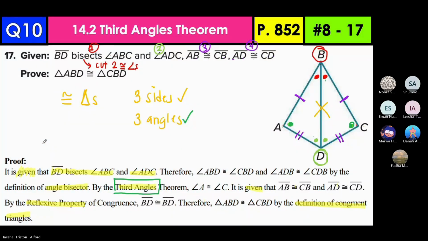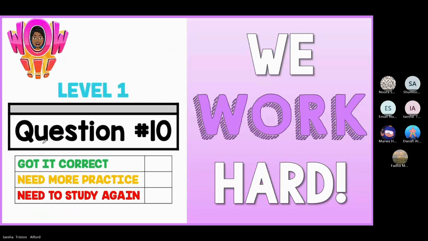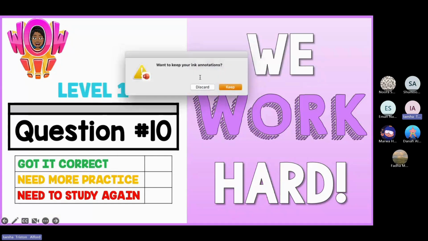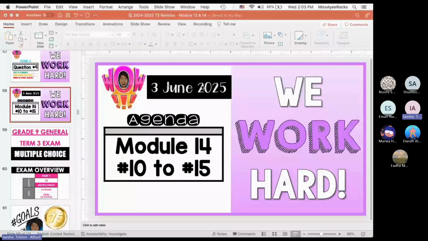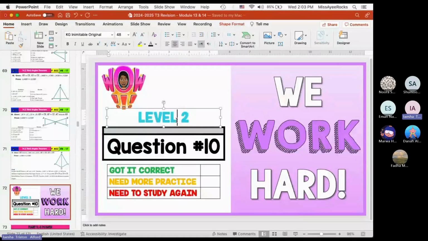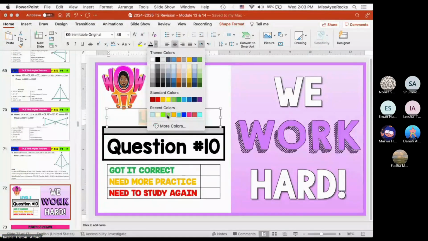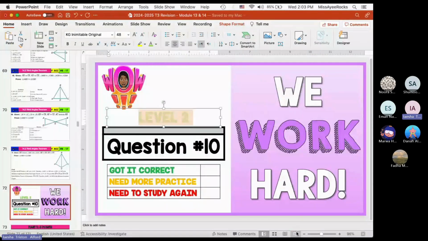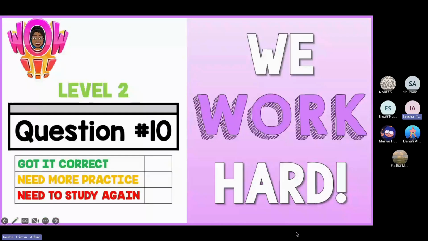All right. So maybe question 10 is not a level 1. Maybe it's more like a level 2. So let me change that here. It just depends on what kind of question they ask you. If they ask you about the picture and the third angle using triangle sum, fine, level 1. But if they're asking you about the proof, okay, a little bit harder because you need to know your vocabulary.